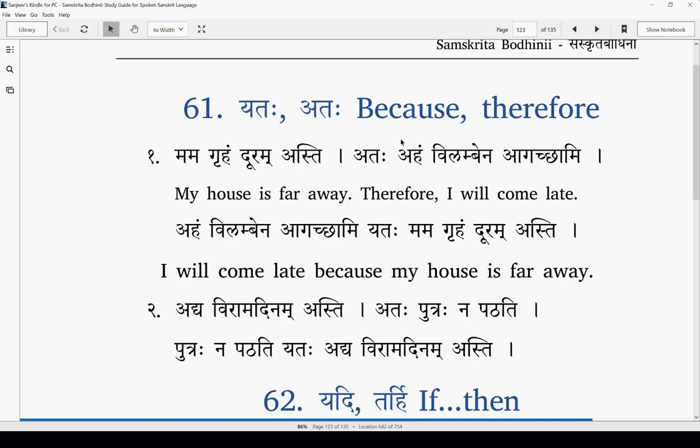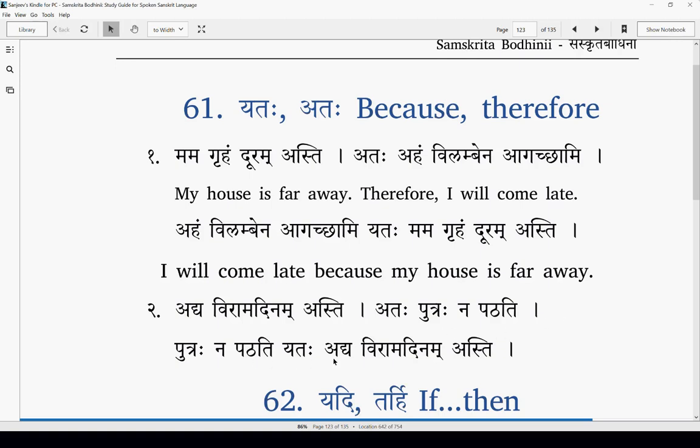Now, if you want to use because, I come late because my house is far away, you can say aham vilambena agacchami, that is the first part, yataha mama griham duram asti. Now, you can use yataha, ataha together in one sentence also. Yataha mama griham duram asti, ataha aham vilambena agacchami. Another example: adya virama dinam asti, ataha putraha na pathati. So today is a holiday, therefore the son does not read. If you turn this around, putraha na pathati, yataha adya virama dinam asti.